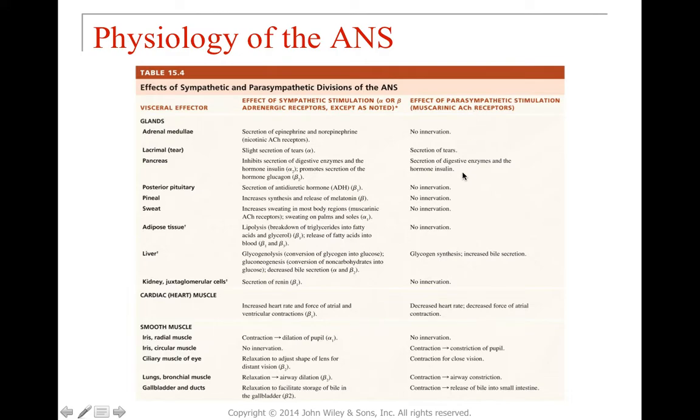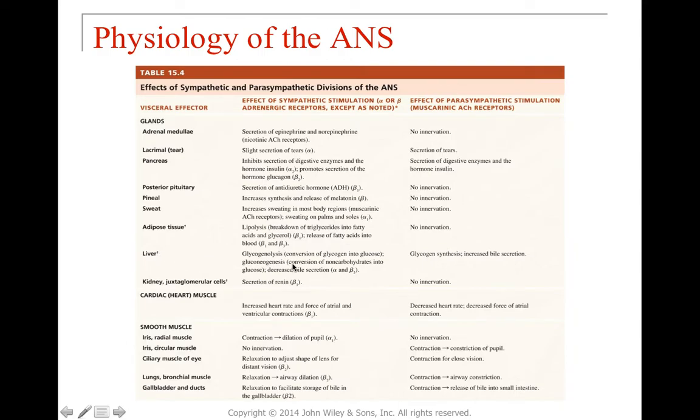In the parasympathetic division, we're going to have the pancreas secrete digestive enzymes and insulin, both of which have been inhibited by the sympathetic division. So you see they're kind of equal and opposite in some ways, or there's just no contest. For example, the posterior pituitary, the pineal, the sweat gland, the adipose tissue, these are all going to be under effect of the sympathetic stimulation, but have no innervation here on the parasympathetic stimulation pathways.